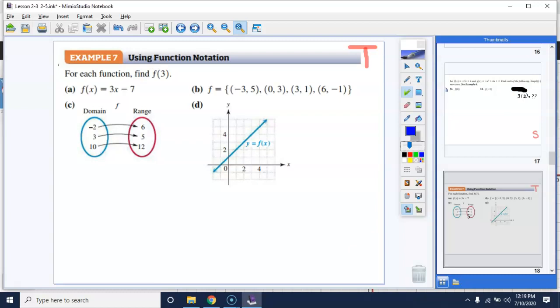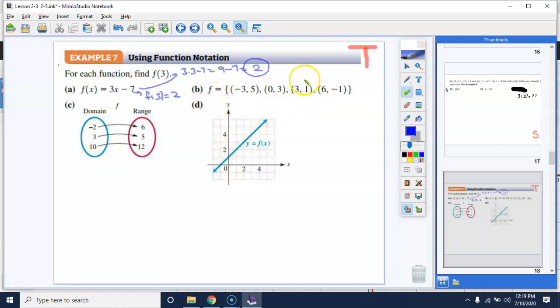Here we are. For each function, find f(3). For A, it's super easy to find f(3). Just plug in here so we can see clearly. So it should be 3 times 3 minus 7. 3 times 3 is 9, minus 7. So it should be 2. For A, f(3) should be equal to 2, and we are good. Have a look at B.